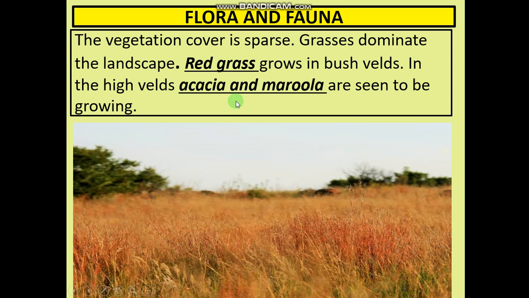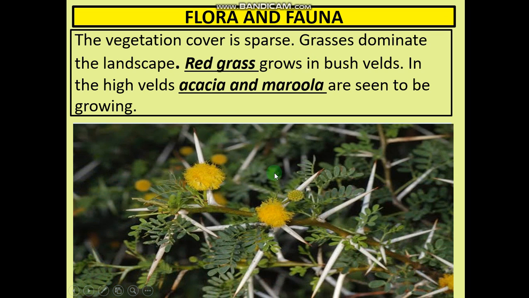Flora and fauna, let us talk about. The vegetation cover is sparse. Vegetation means there are not many trees or plants. Only grass is dominating in this area. Red grass grows in the bush velds. As you can see, this color is red, so that's why it is known as red grass. In the high velds, there are acacia and marula, which are not exactly trees, almost like a bush or a plant. So these are the two plants which can be found in the Veld region, acacia and marula.